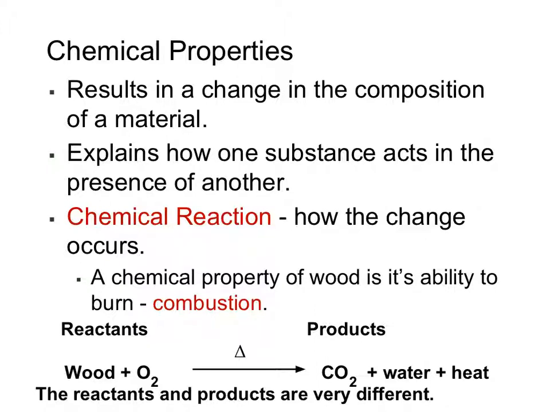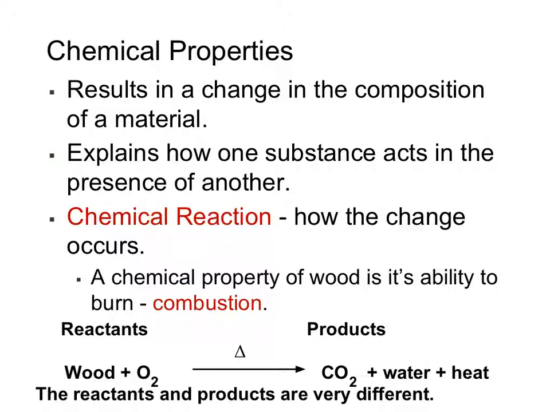Investigating chemical properties requires a change in the actual composition of the material. In other words, in order to investigate chemical properties, we need to see how one substance reacts with another one. In doing so, that will change the composition of whatever we are looking at. The chemical reaction tells us how the change occurs.